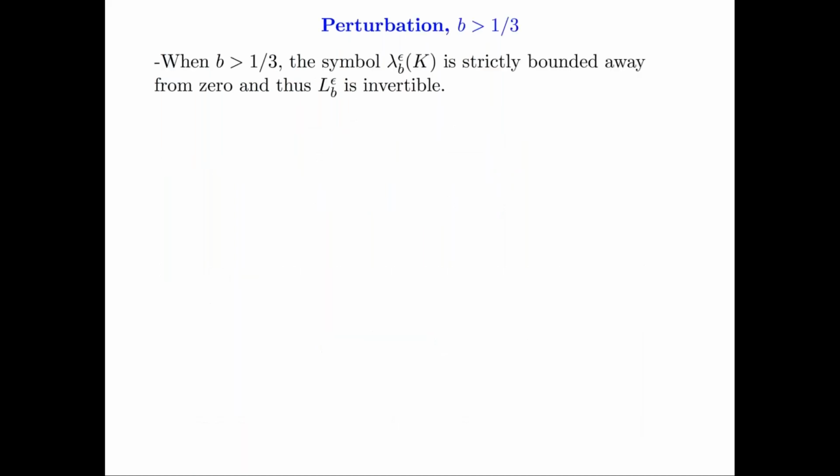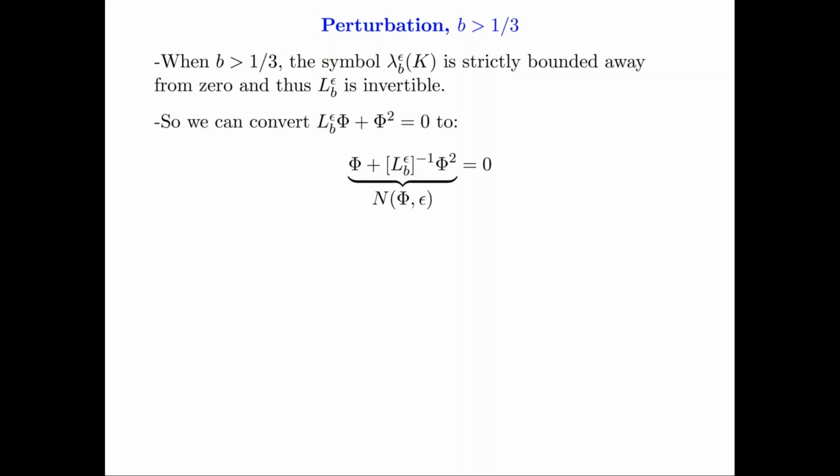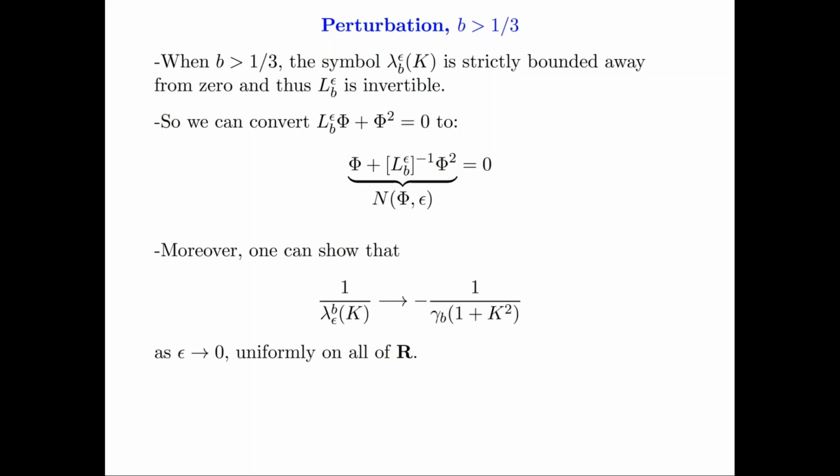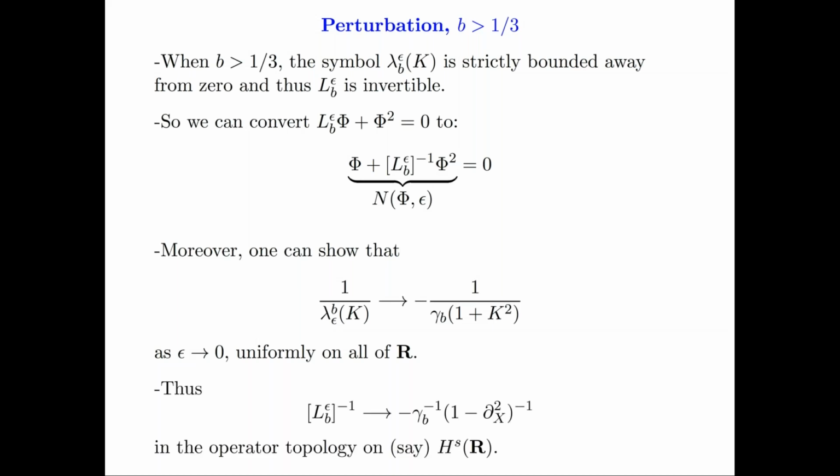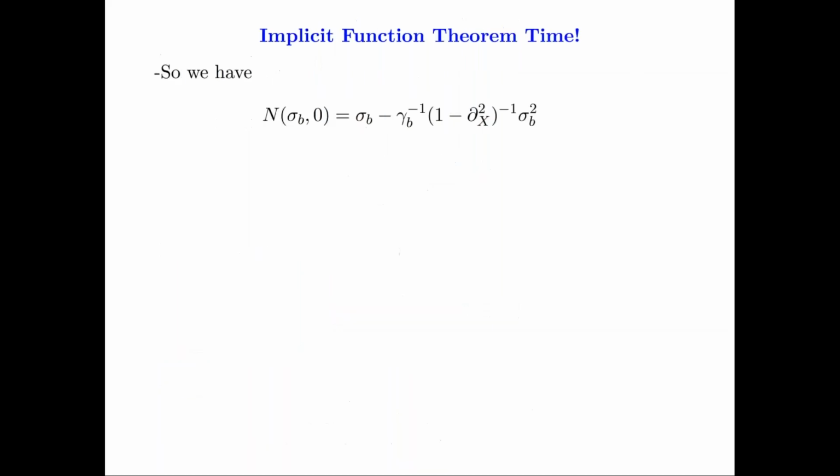All right. Now, I'm going to very quickly talk about the wave of depression thing here. It turns out that when b is really big, that symbol lambda epsilon of k is strictly bounded away from 0, and that operator L epsilon b is invertible. So my equation here is L epsilon phi plus phi squared equals 0. I can rewrite that just by inverting it and getting that equation. And then there's this nice fact that 1 over lambda converges nicely to minus 1 over gamma b (1 plus k squared), and that convergence is uniform on all of R. And so essentially what I'm trying to say here is that by inverting that L epsilon, you kind of get rid of the singular perturbation. It's pretty nice. So that operator converges nicely in the appropriate operator topology.